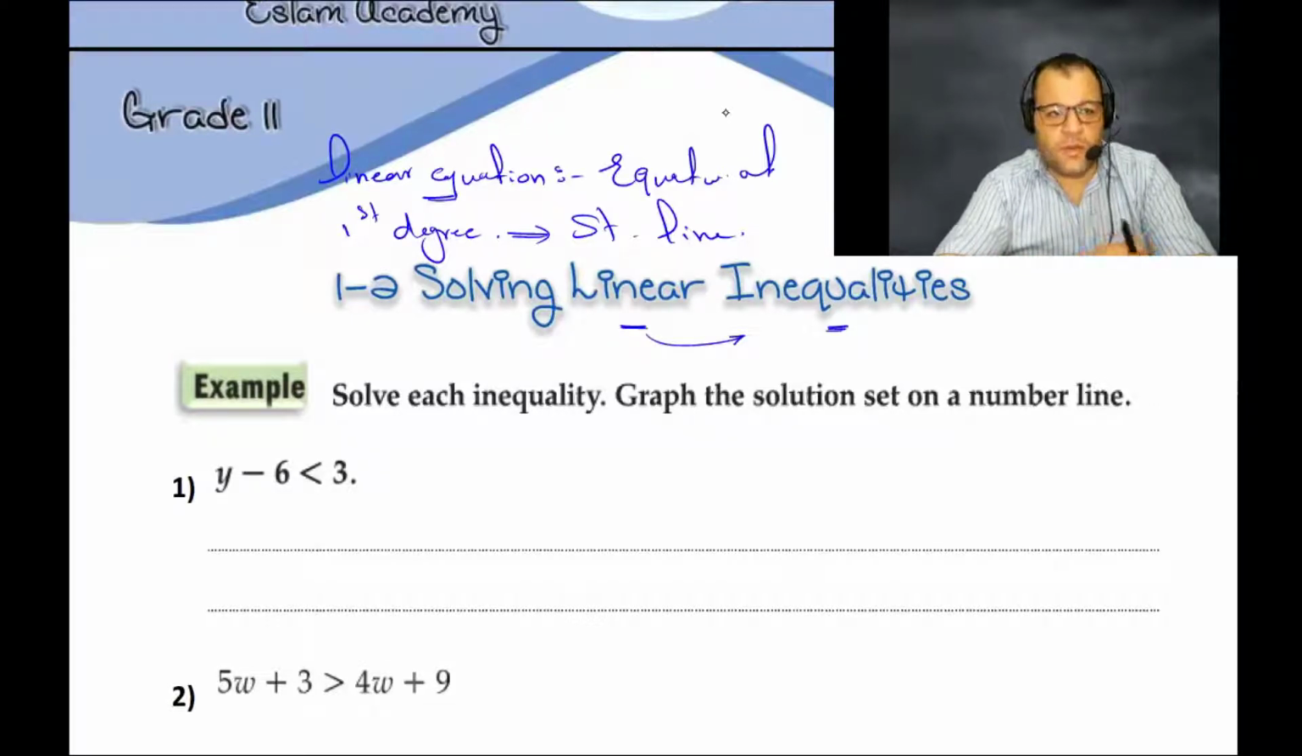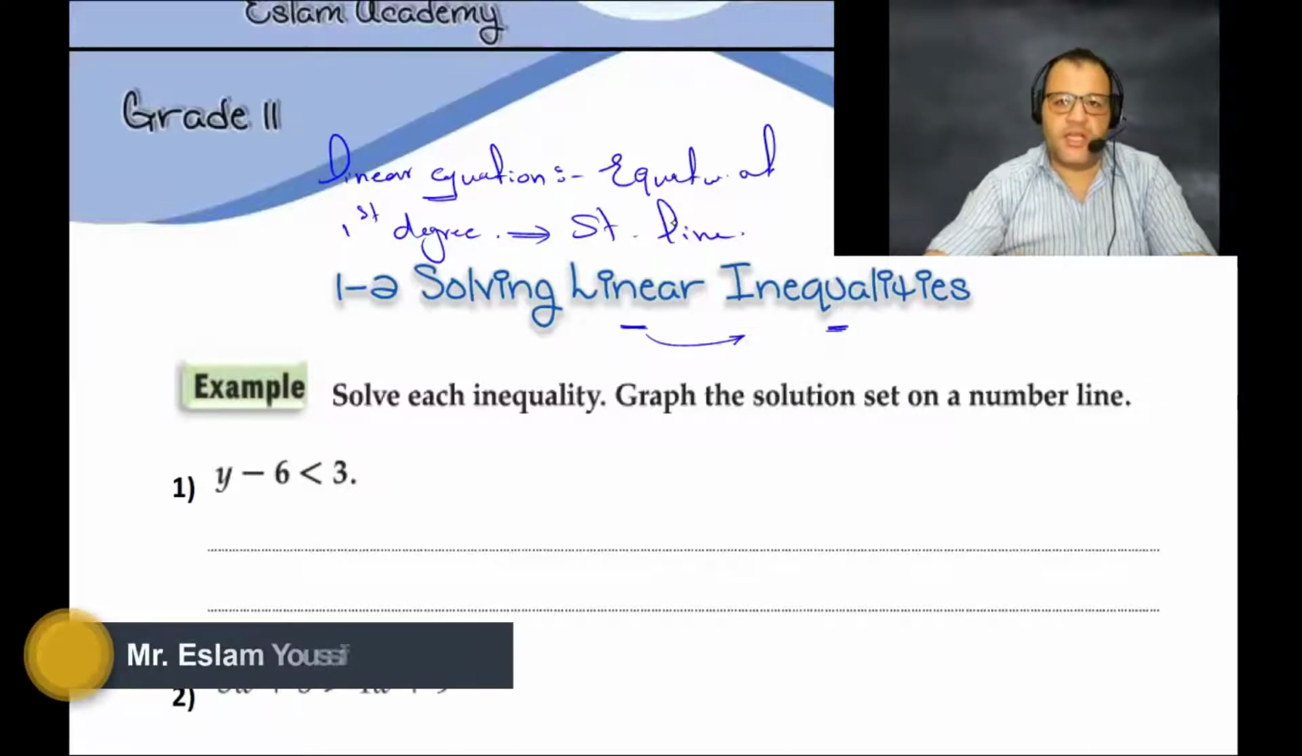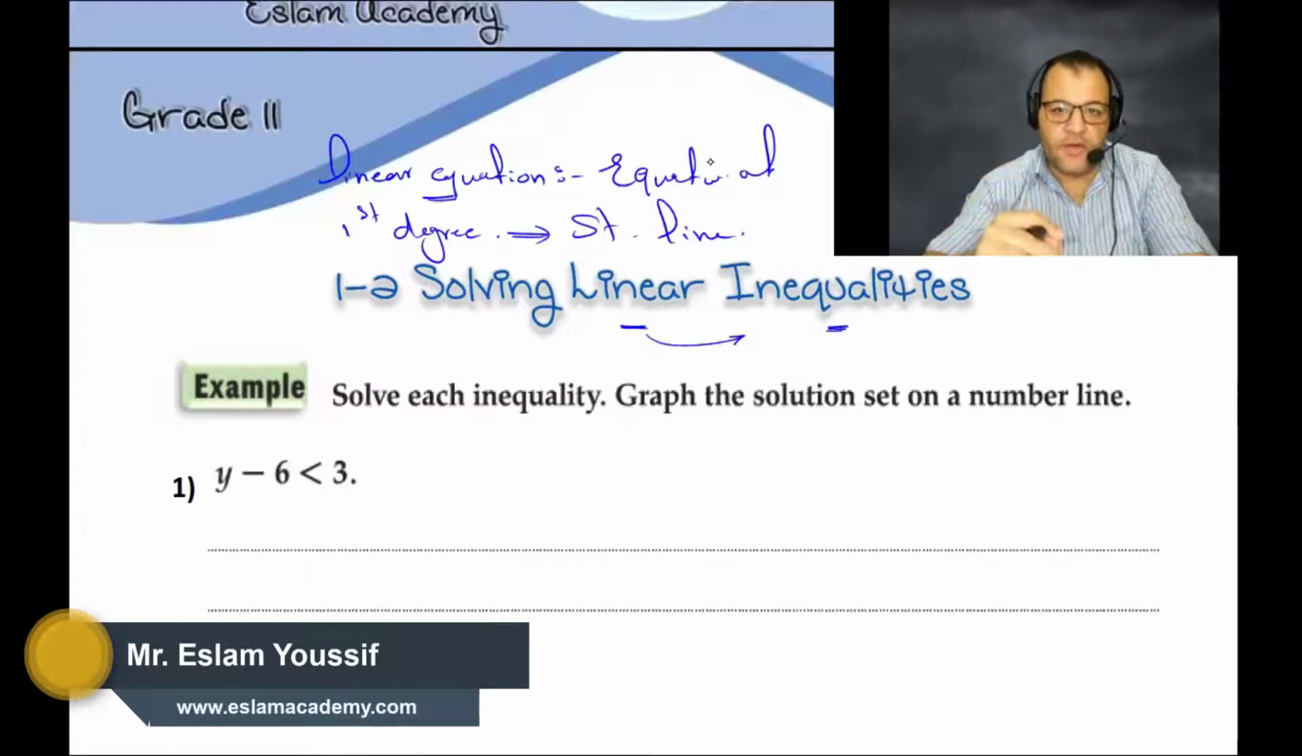What is the meaning of solving an equation? Finding the value of the variable. Yes, find the value of the variable which satisfies the equation, which makes the left-hand side equal to the right-hand side. The same for the inequality. To make the inequality true, we need to find the value of the variable. That is the meaning of solving the inequality. We need to find the value of the variable.